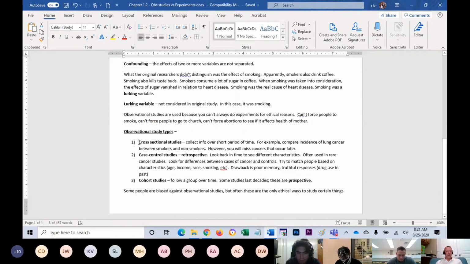So there are three main types of observational studies. We have cross-sectional studies, case control studies, and cohort studies. The idea with a cross-sectional study is you're going to collect information over a short period of time. For example, maybe we'll compare the incidence of lung cancer between smokers and non-smokers. You're doing it over a short period of time, a day, a week, a month, maybe a year, but it's a relatively short period of time.